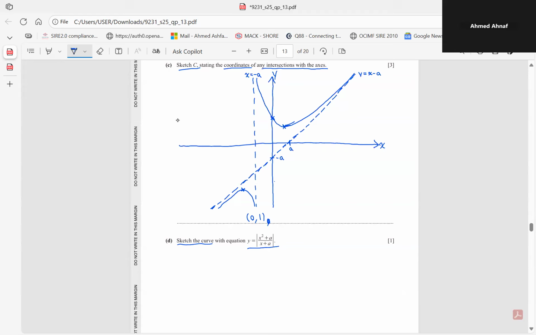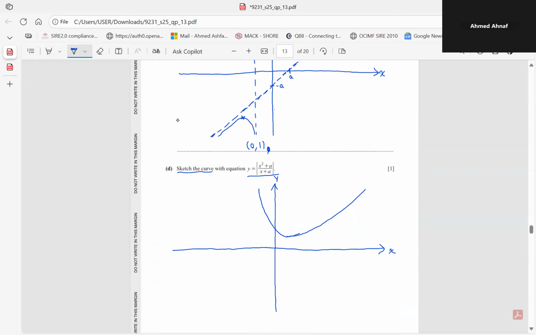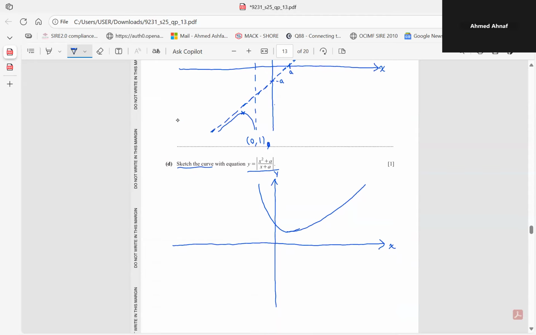Yep, this is the upper branch, and then the lower branch is something like this. So this is our curve with this equation. All right, let's head on to the next question in the next part.